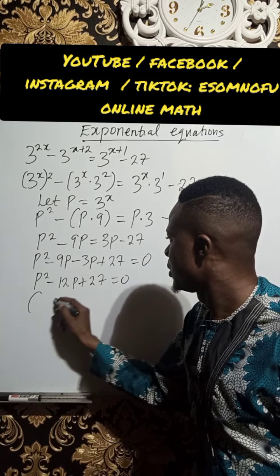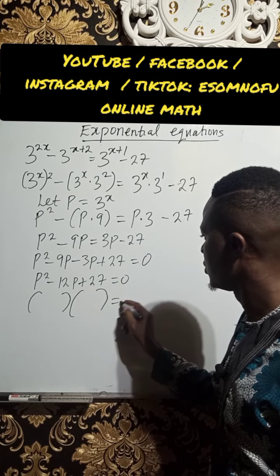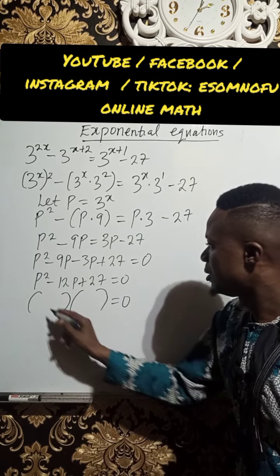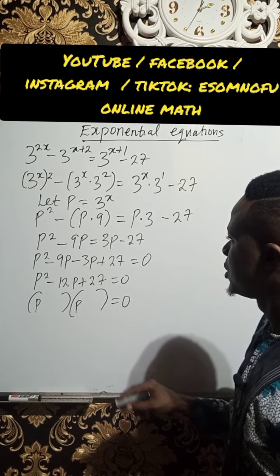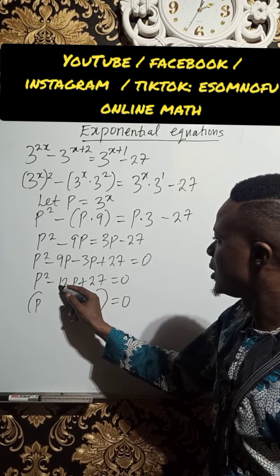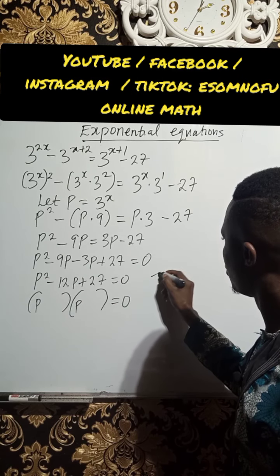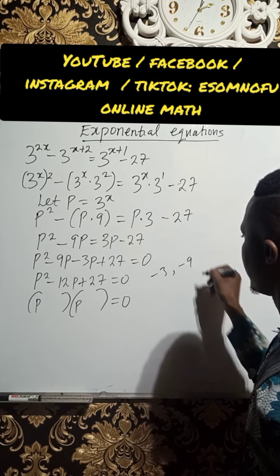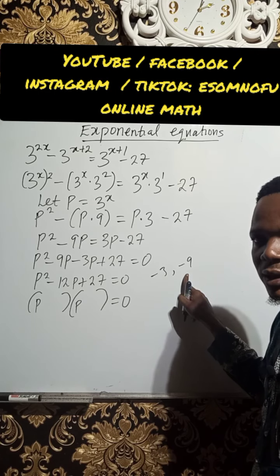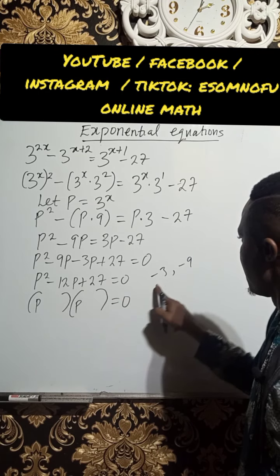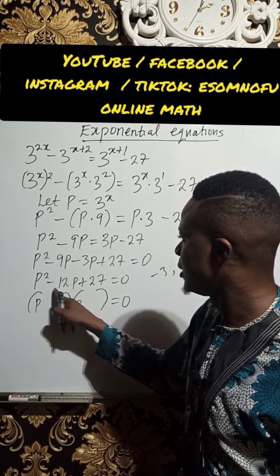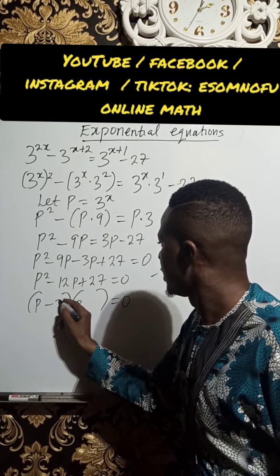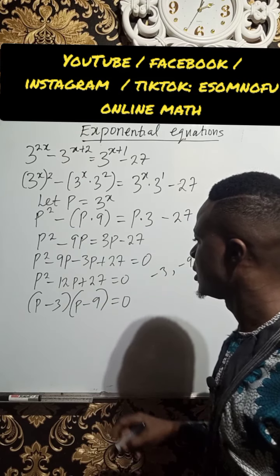As usual, form two brackets, then equal to 0. This is a shortcut. Since it is in p, you write p and p. What two numbers do you multiply to get 27 that, if you add, you get negative 12? It should be minus 3 and minus 9, because minus 3 times minus 9 is plus 27, and minus 3 minus 9 will give us minus 12. So you write minus 3 and minus 9.